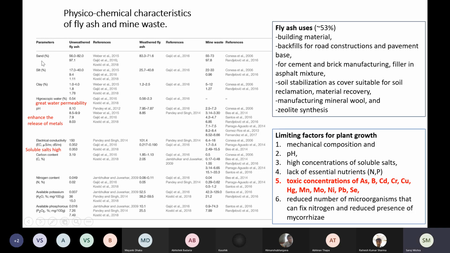If you look at the sand percentage, it's very high, 56 to 82%, which is reported by this group. Then in Serbia, where they are using coal in the power plant, they have reported up to 97% of sand. This is the composition in the weathered fly ash, and this is the composition of sand in the mine waste. So that's the way you're supposed to interpret it.